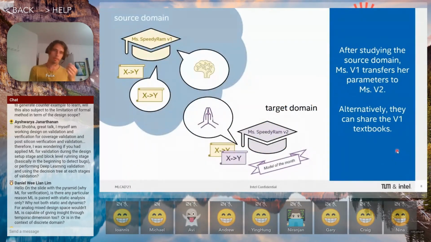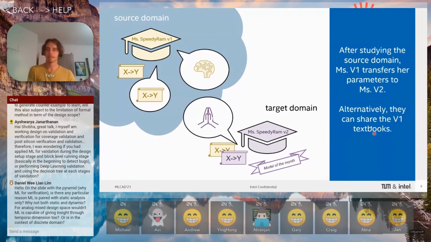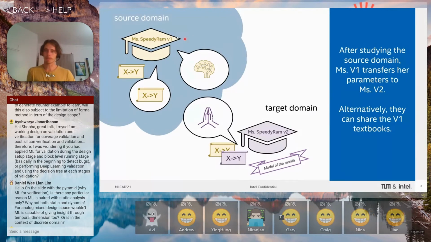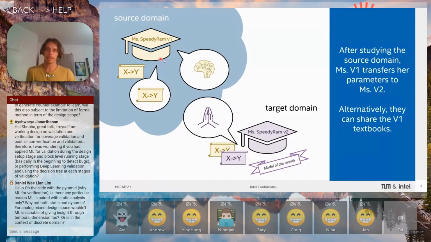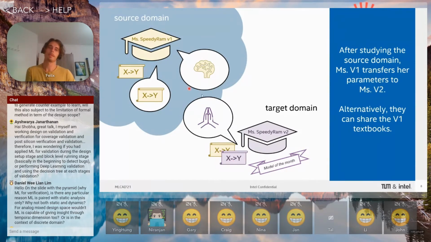So how would this work? After studying the source domain, in this case SpeedyRAM version 1, Ms. version 1, so the model over here, transfers its parameters or its data to version 2. Version 2 says thank you and uses the data to learn on the source domain. And version 2 is our target domain.